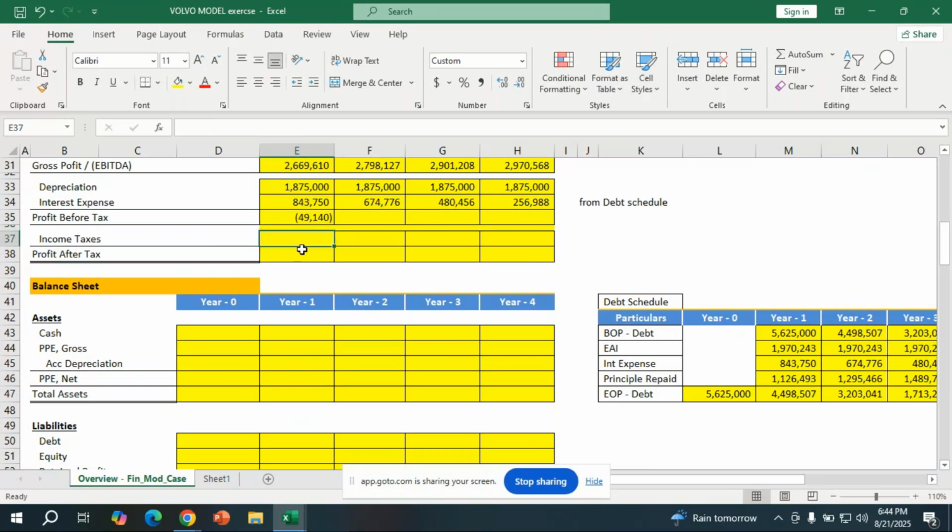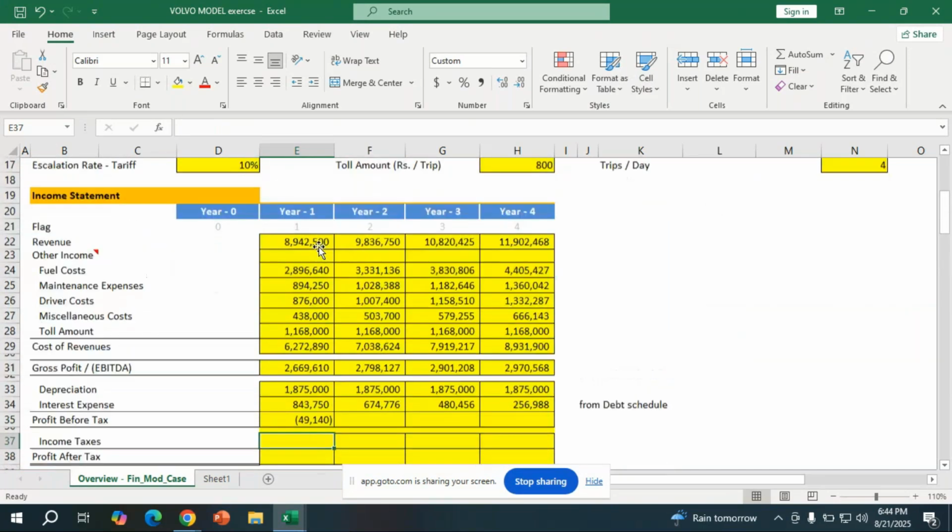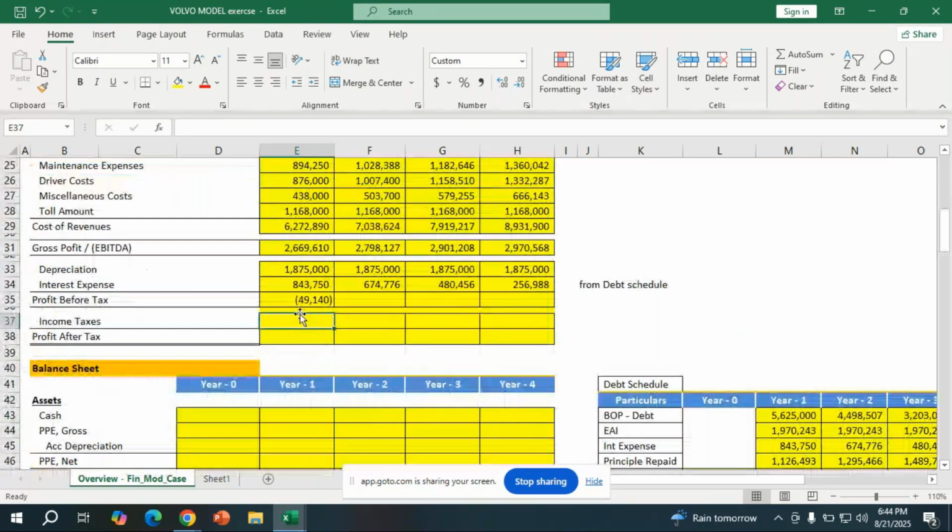Since we have got a negative figure, 49,140, it's a loss which has happened in year one. So when there is a loss, we cannot have any income tax calculation. So it will be zero.